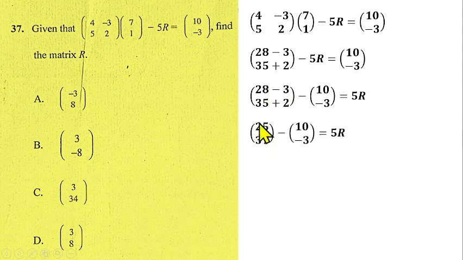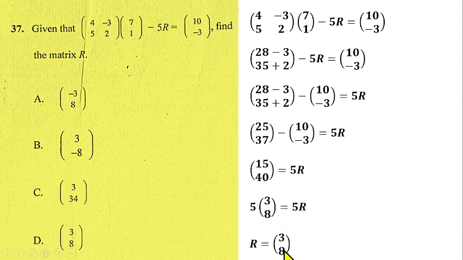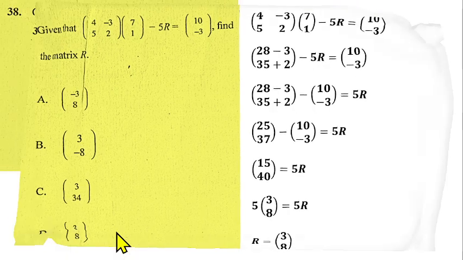So we can simplify this one. This one gives us 25. Then this is 37 minus this column matrix equals 5r. If you subtract this, 25 minus 10 gives us 15. 37 minus 3 gives us 40, equals 5r. 5 is common, so you can factorize 5 out here. You have 5 times 3, then 8, equals 5r. 5 cancels 5, so r will be 3 and 8 as a column matrix, which is option D.